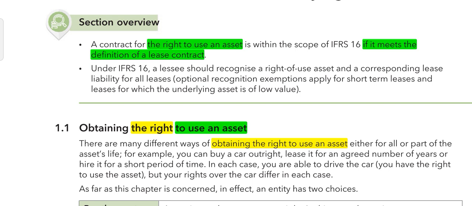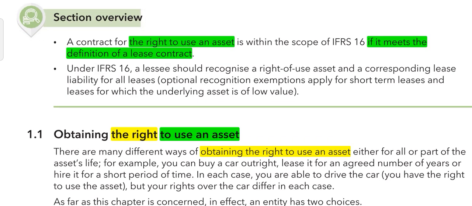Under IFRS 16, a lessee should recognize a right-of-use asset and a corresponding lease liability for all leases, and an optional recognition exemption applies for short-term leases and leases for which the underlying asset is low value. When we see the lease term is less than 1 year, and the asset value is very nominal or low, then we do not recognize it as a lease. This gets an exemption from lease accounting.